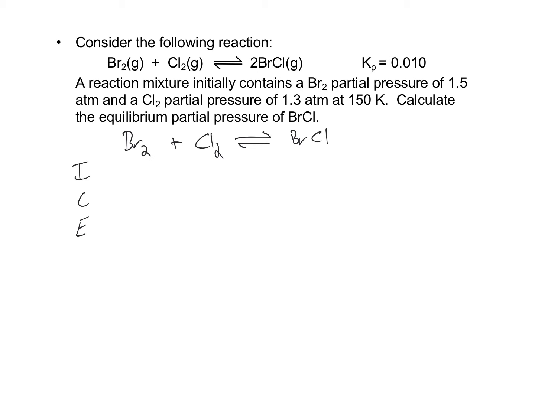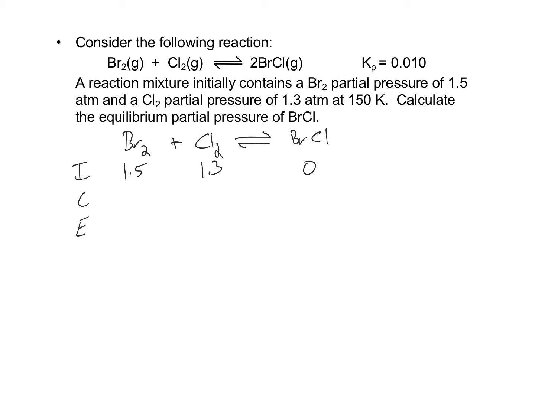All right, and let's put in what information we know, and then we can try to figure out how to proceed to get the information that we're asked for. So we have a Kp, so we want to be working in atmospheres, and they gave us the initial partial pressures in atmospheres, so that's good. So the initial partial pressure of Br2 is 1.5 atmospheres. The Cl2 is 1.3, and nothing is mentioned about the initial partial pressure of the product, the bromine monochloride, so we can assume that that is 0. And we want to know the equilibrium partial pressure of BrCl.